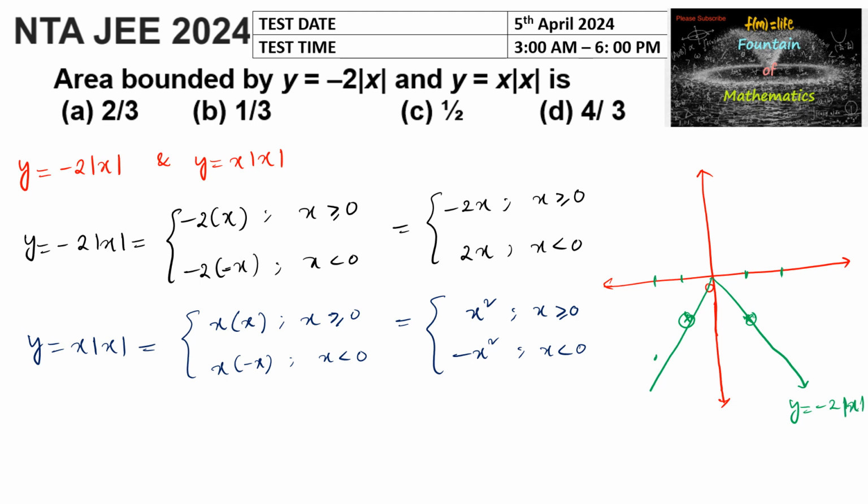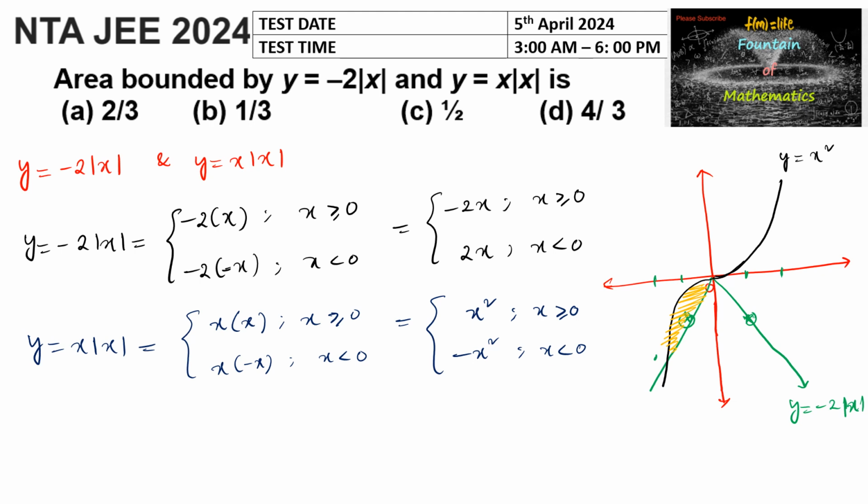And coming to the graph y equals x mod x, when x is greater than or equal to 0, it is a parabola, y equals x square here, and y equals negative x square. So we can get a graph like this. And here the area bounded by these curves, clearly we can see this area.